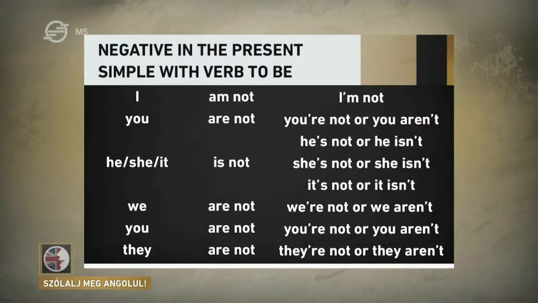Last lesson, we also looked at the negative version too. I am not, I'm not. You are not, you're not, or you aren't. He, she, it is not. He's not, or he isn't. She's not, or she isn't. It's not, or it isn't. We are not, we're not, or we aren't. You are not, you're not, or you aren't. They are not, they're not, or they aren't.